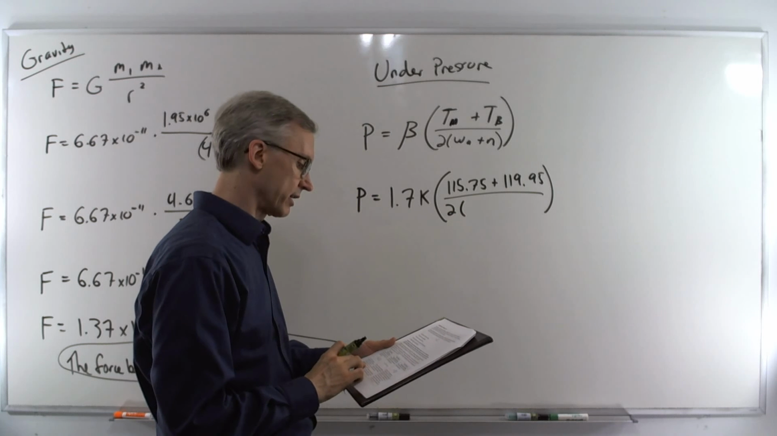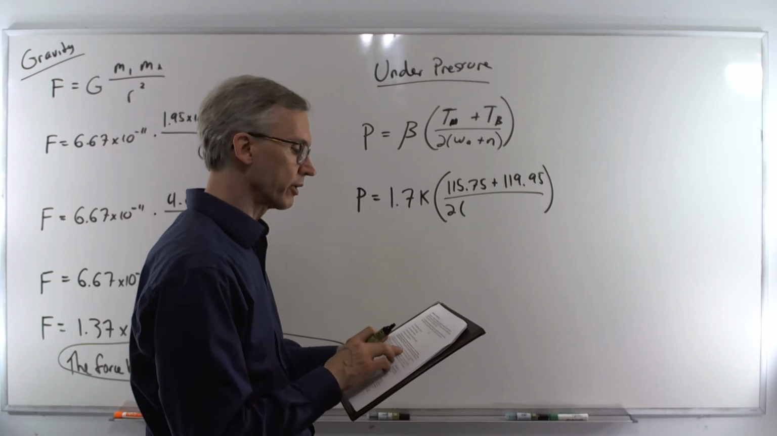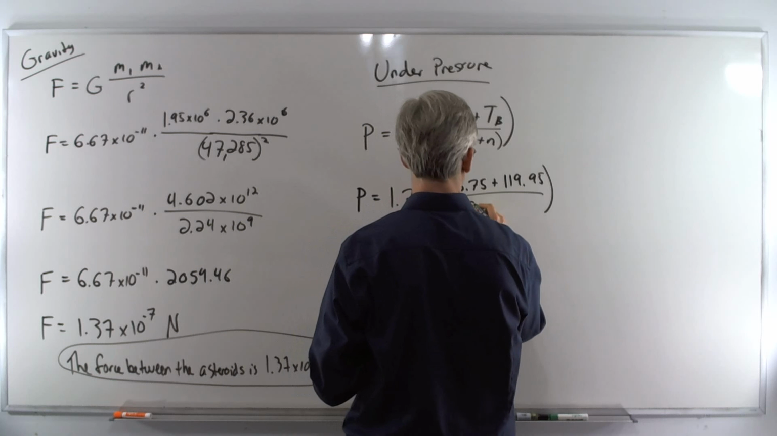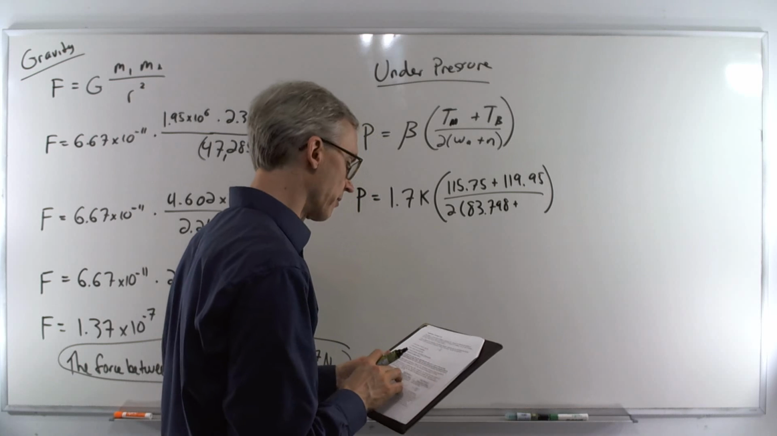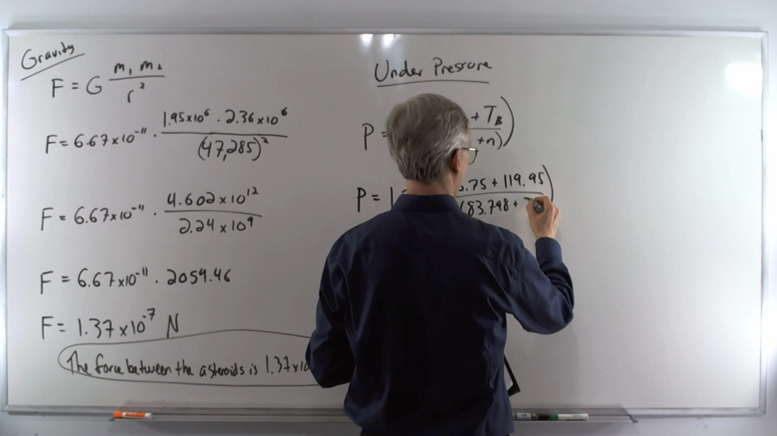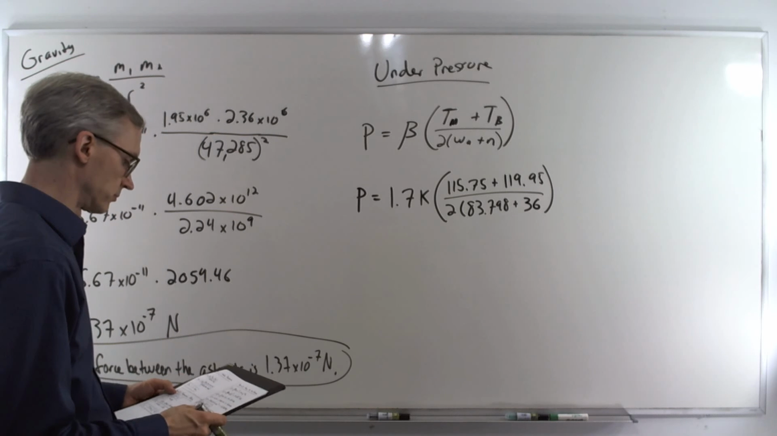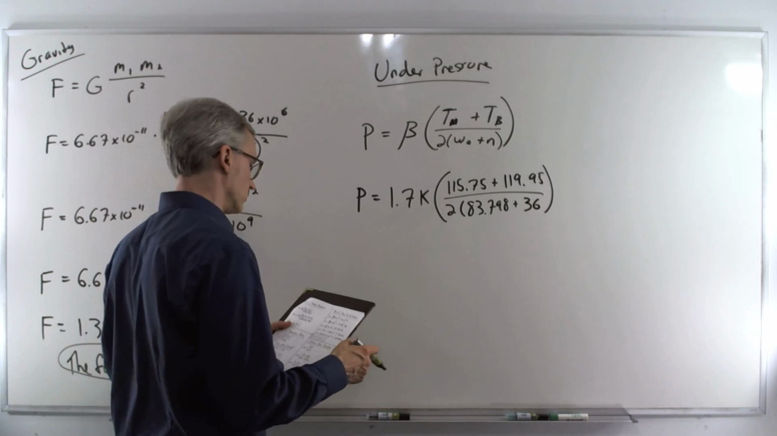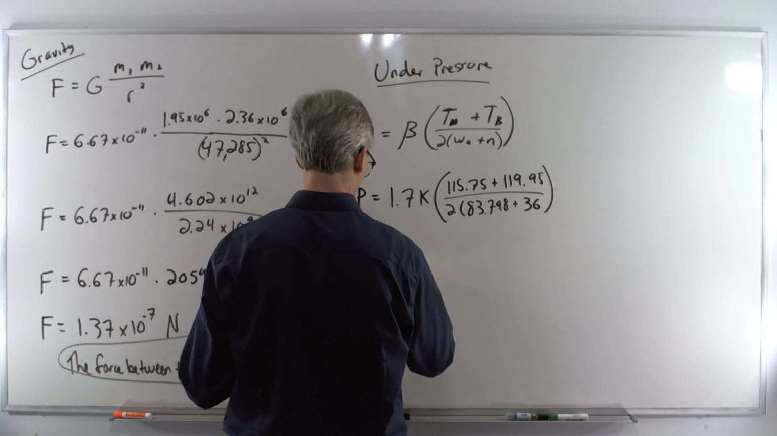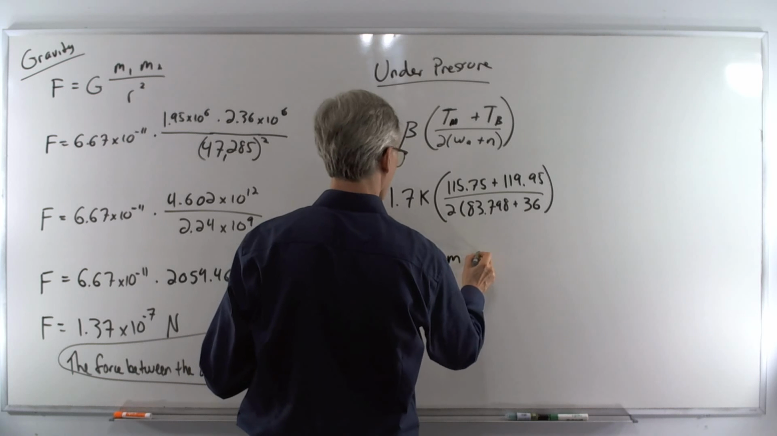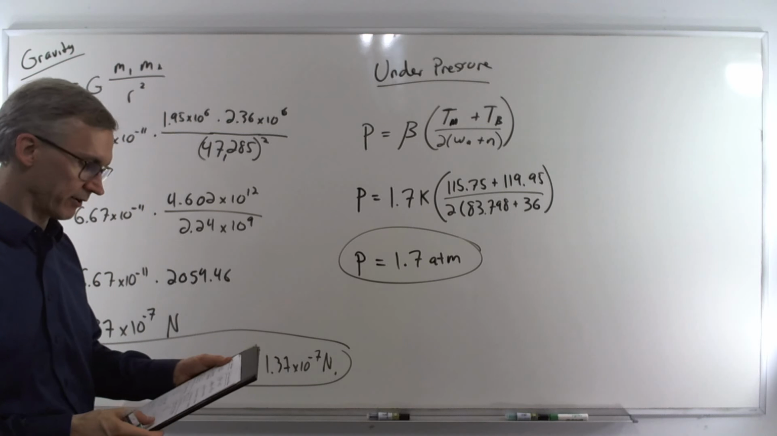All right, W sub A, the atomic weight of krypton. In that same paragraph, we have atomic weight, 83.798, and then the atomic number is 36. And there's all of our values. Calculate that out, and we get a pressure of 1.7 atmospheres.